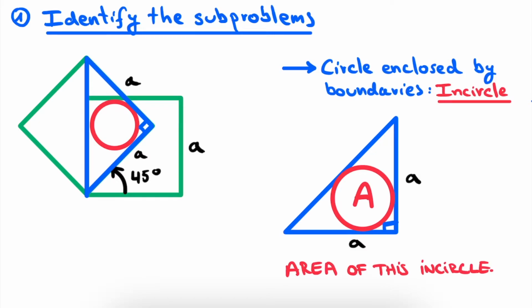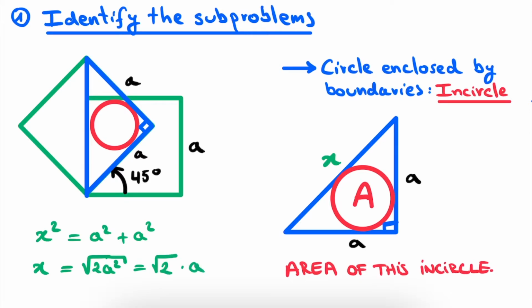And before diving headfirst into finding this area, let's first complete our full knowledge of this triangle by finding the length of this side. And since this is a right-angled triangle, this side can be easily found by using the Pythagorean theorem, which says that x squared is equal to a squared plus a squared, simply the squares of the remaining sides of the right-angled triangle. Rewriting this, we find that x is equal to the square root of 2a squared, or simply the square root of 2 multiplied by a. And this is actually something that we will need later on.